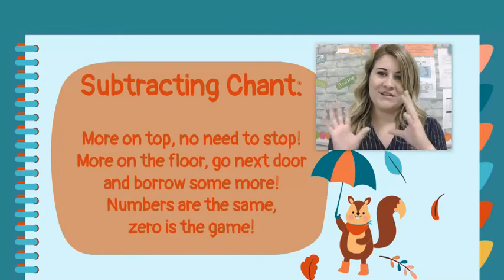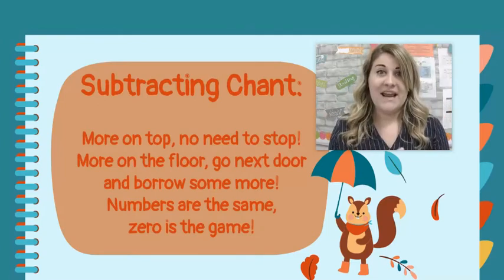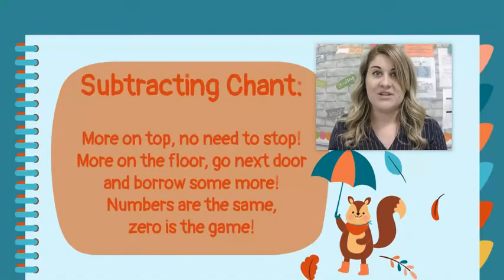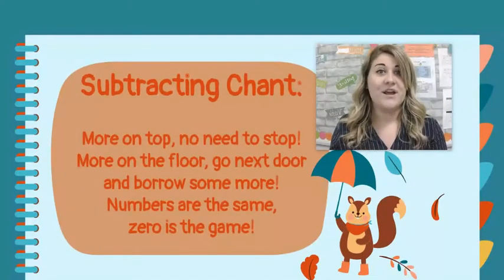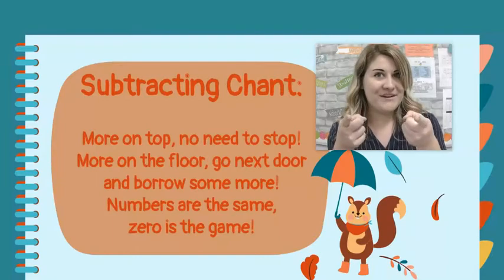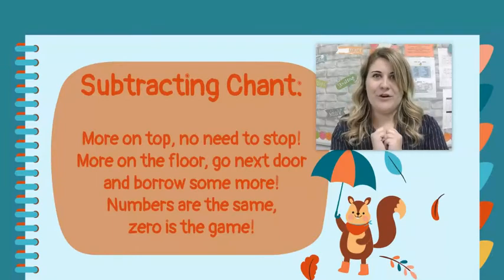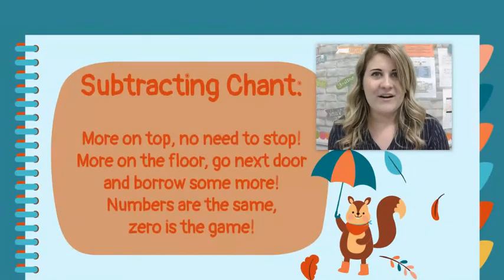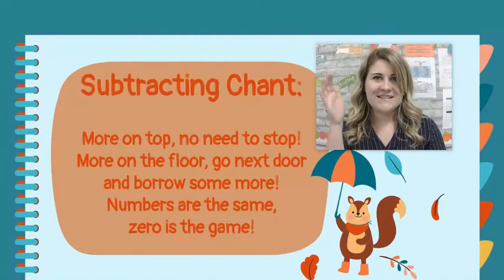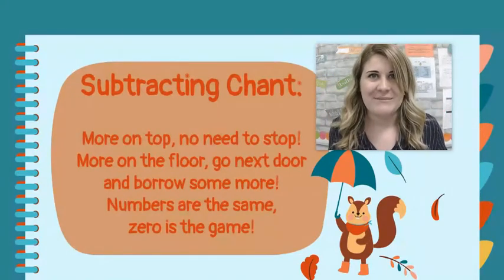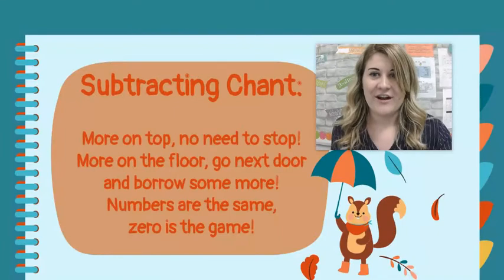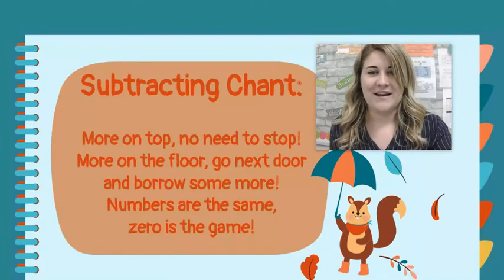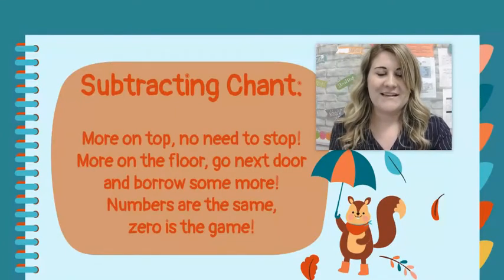This helps us to look at the numbers, and we're going to ask ourselves these questions every time. Is there more on top or more on the floor? Okay. So if there's more on top, there's no need to stop. If there's more on the floor, we're going to go next door and borrow some more. And if the numbers are the same, then zero is the game. Zero is going to be the answer there. So we're going to keep that chant in mind as we go over a couple of different examples of subtracting today.